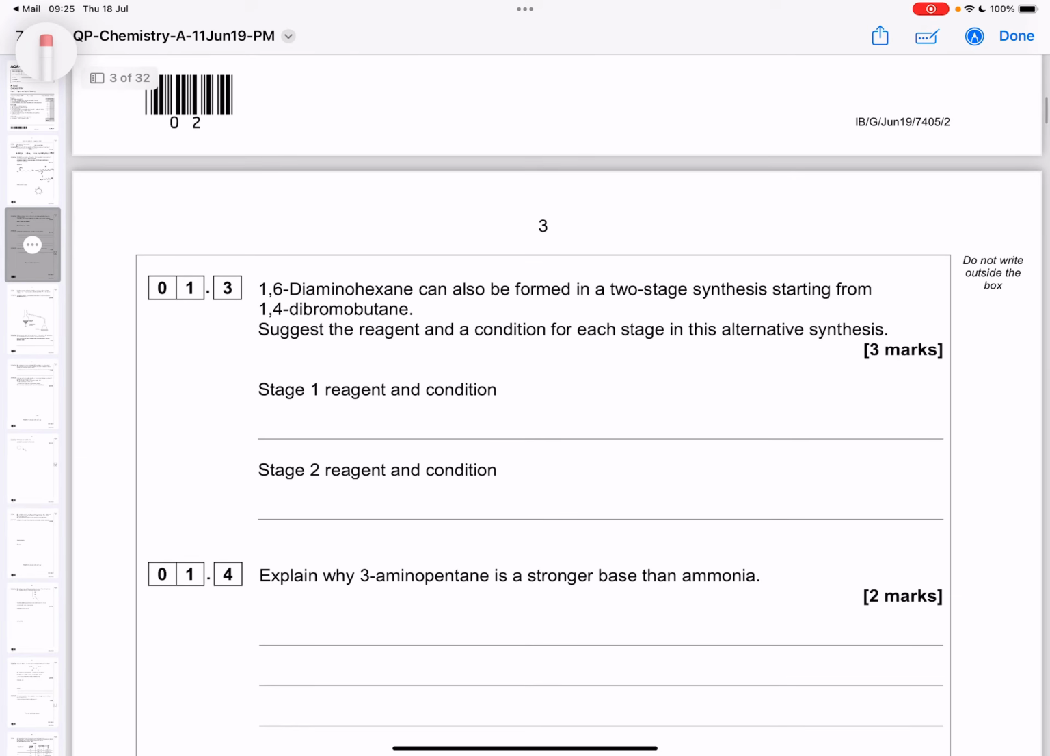1,6-diaminohexane can also be formed in a 2-stage synthesis starting from 1,4-dibromobutane. So we're increasing the carbon chain length here. So our first thing would be we'd need to use KCN because we need to use something with a cyanide ion in order to increase the number of carbons in the chain. And that's in aqueous ethanol.